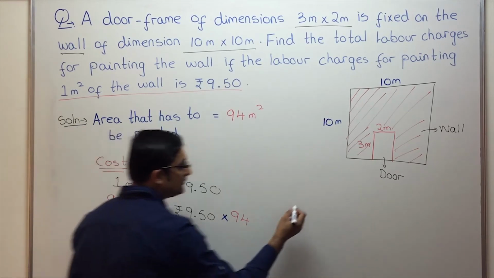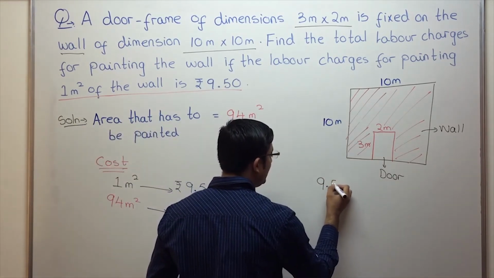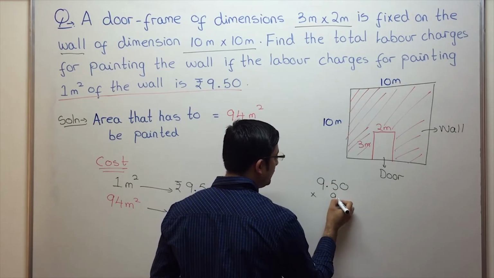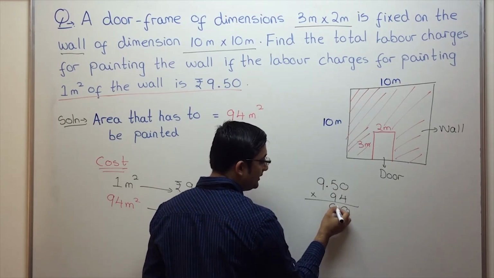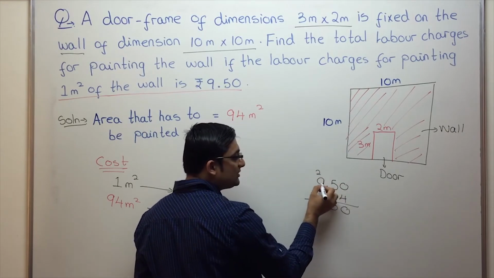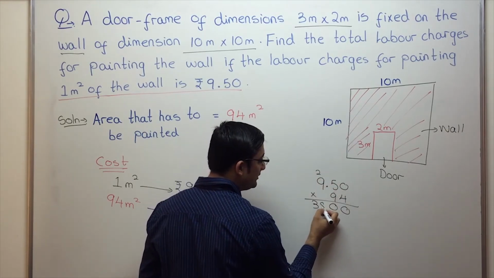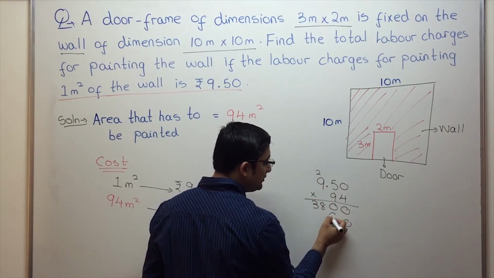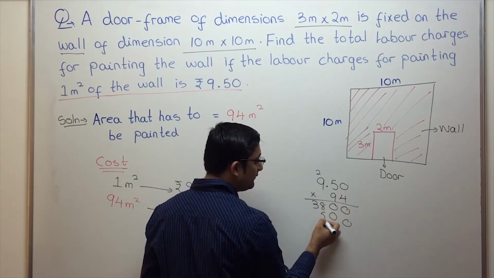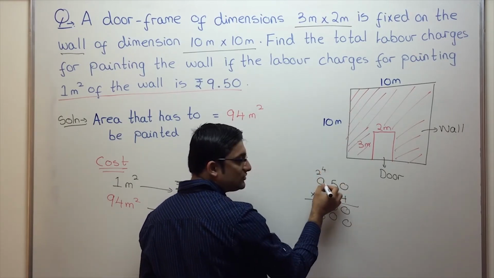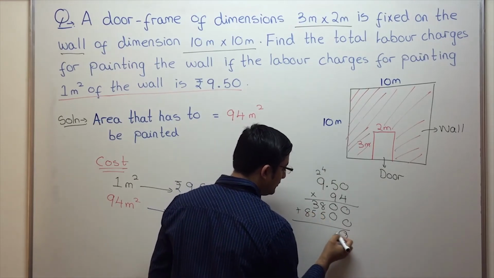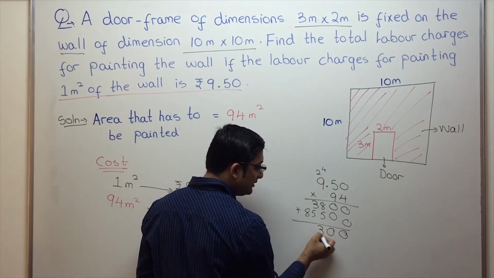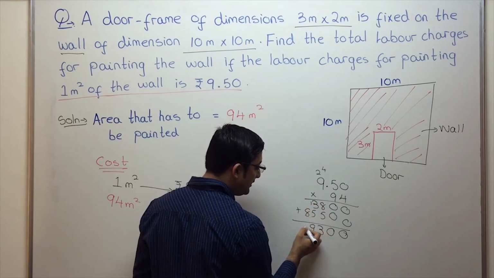So let's do this calculation over here. 9.50 into 94. 4 into 0, 0. 4 into 5, 20. 0 carry 2. 4 into 9, 36 plus 2, 38. Add a 0. 9 into 0, 0. 9 into 5, 45. 5 carry 4. 9 into 9, 81 plus 4, 85. So 0, 0, 8 plus 5, 13, 3 carry 1, 4 plus 5, 9, 8.